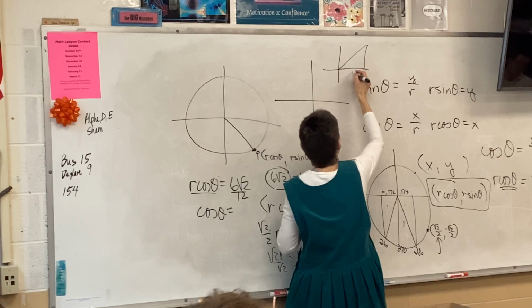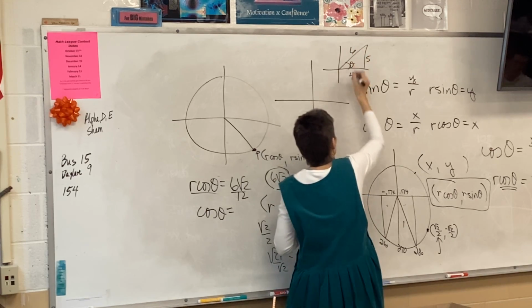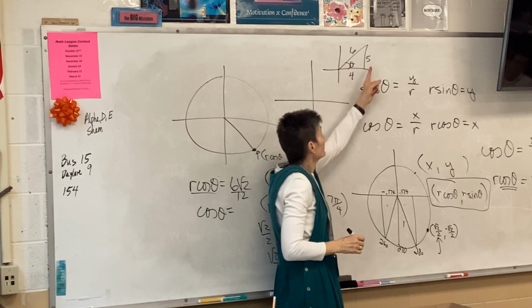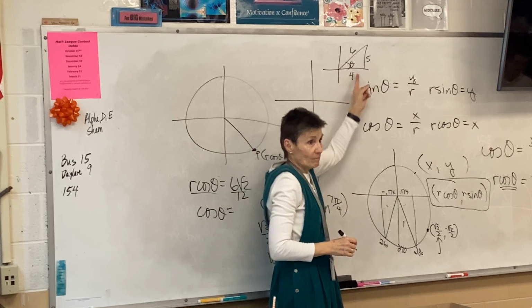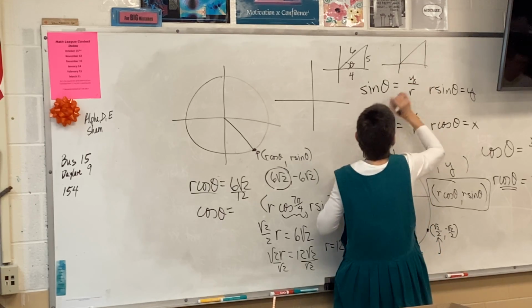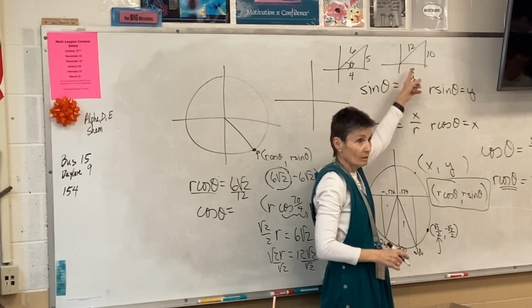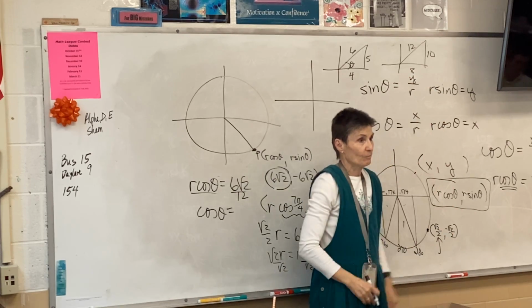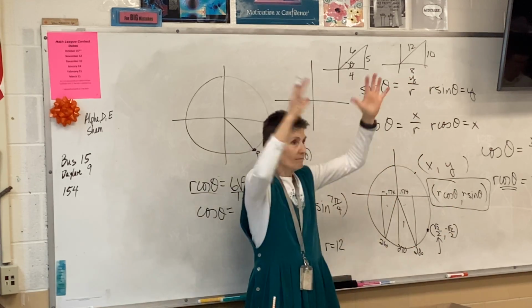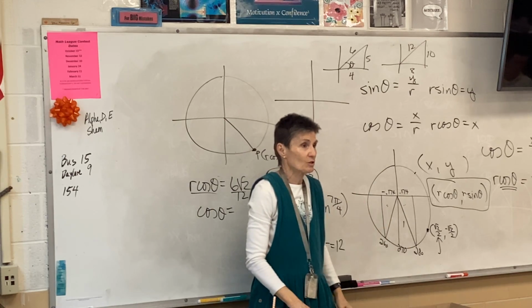If this triangle is 4, 5, 6, the tangent of that angle is 5 over 4. If I double the size of the triangle, 8, 10, 12, the tangent of that angle is still 5 over 4. The size of the picture, the size of the circle, does not change trigonometric functions.